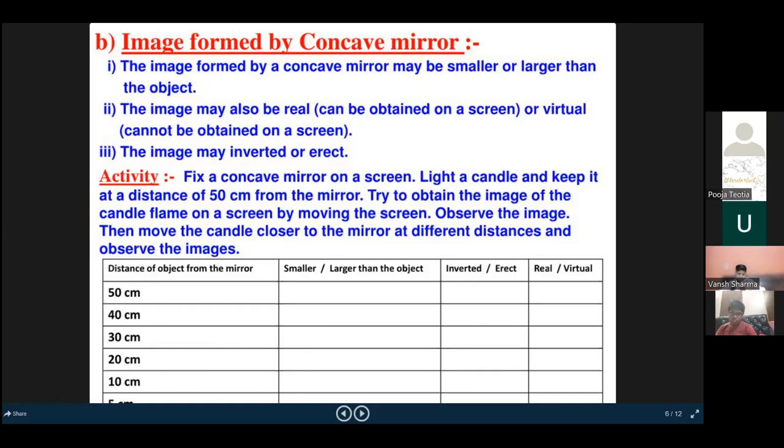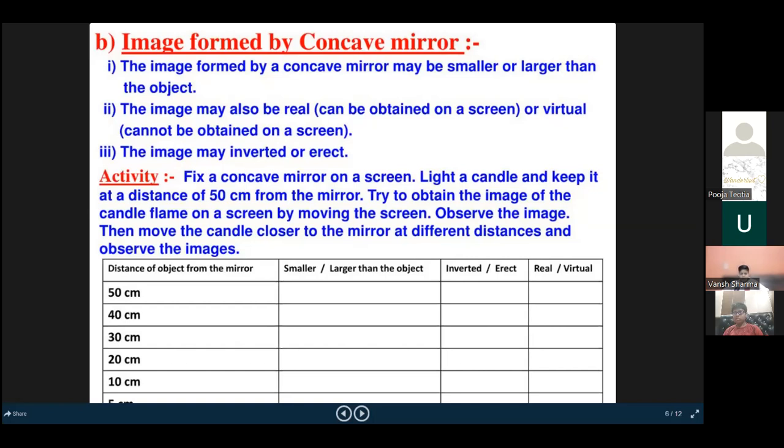Then we change the position of the object. See, we had kept the object at different places: 50 centimeter, 40 centimeter, 30, 20, 10, and then we have to conclude what type of image is formed. So here we concluded that the image formed by a concave mirror may be smaller or larger than the object. Sometimes it is smaller, sometimes it is larger.